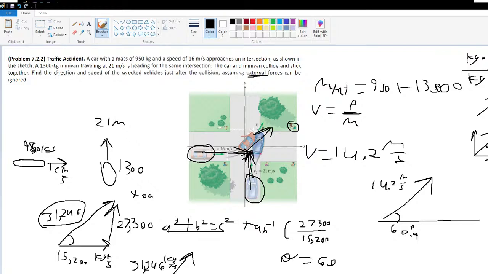I hope that makes sense. If that does not make sense. Yeah, makes sense. And then you're just dividing by the total mass? Yeah, because the total mass, these two things are stuck together. So this now we can treat as one mass.